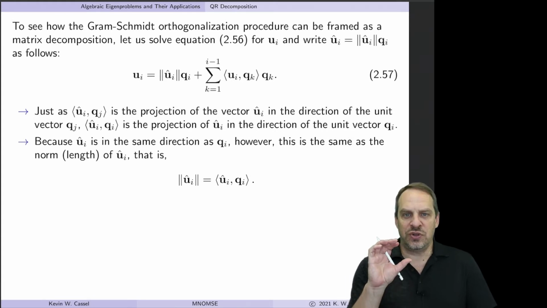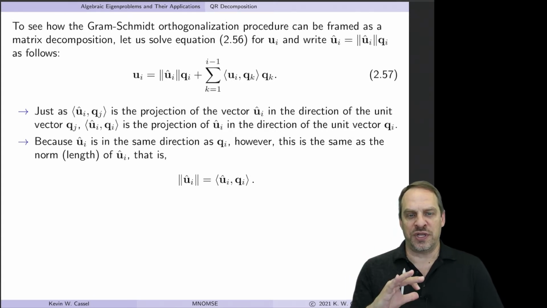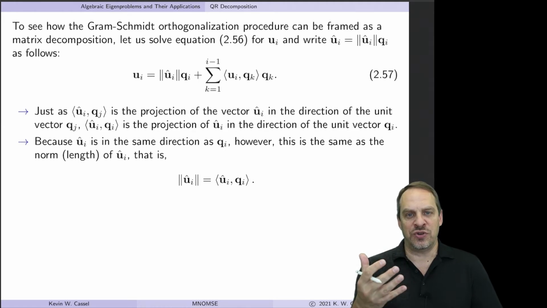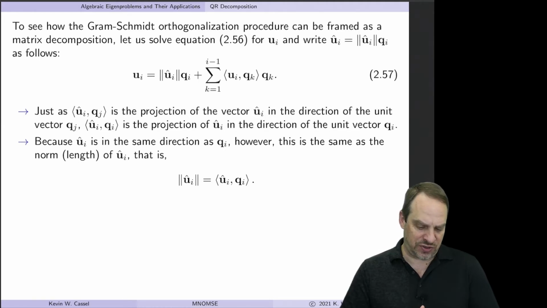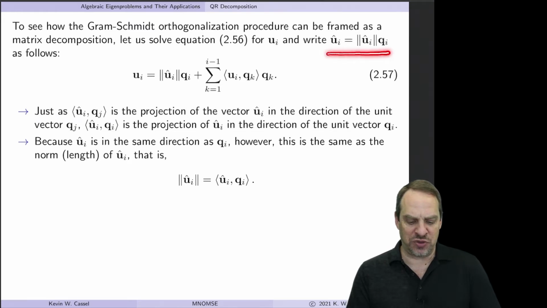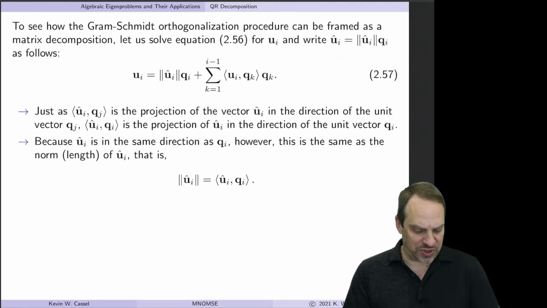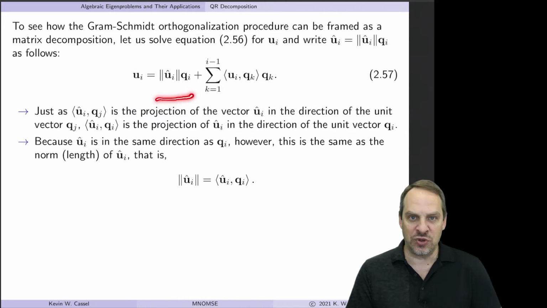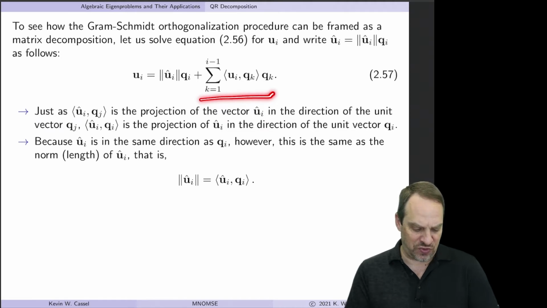So let's do a little bit of algebraic manipulation on these relationships to show how we can turn this into a matrix decomposition. Let's solve this equation we had on the previous slide, but now solve it for ui instead of ui hat. And we're also going to use this fact that ui hat is simply the norm of ui hat times qi. That's how we got the qi in the first place. So then ui is equal to the norm of ui hat times qi plus the summation of these same terms that we had before.